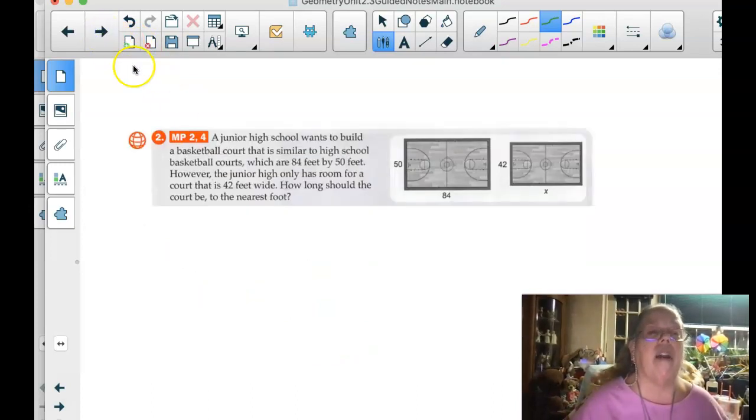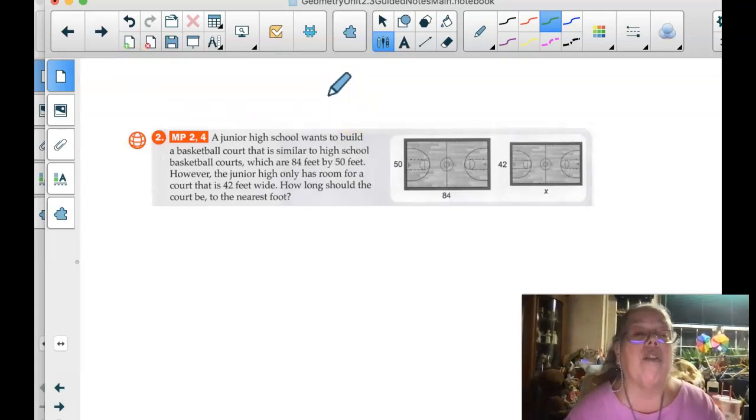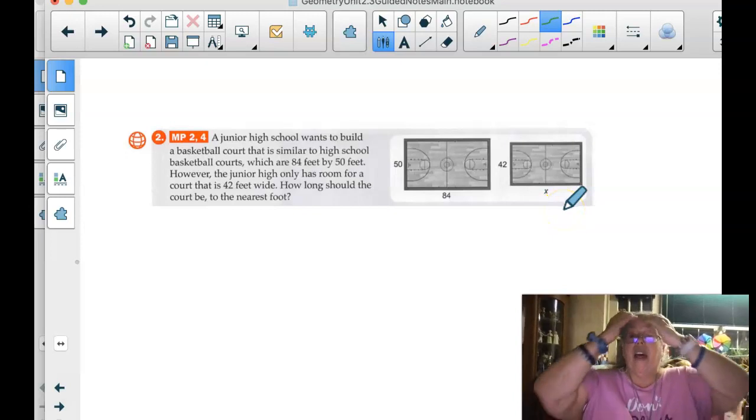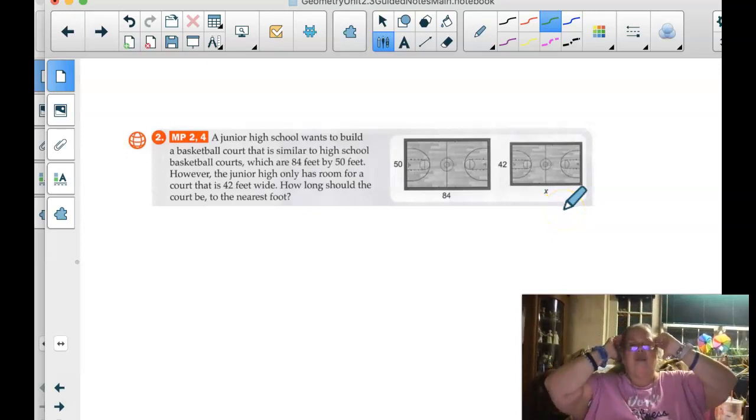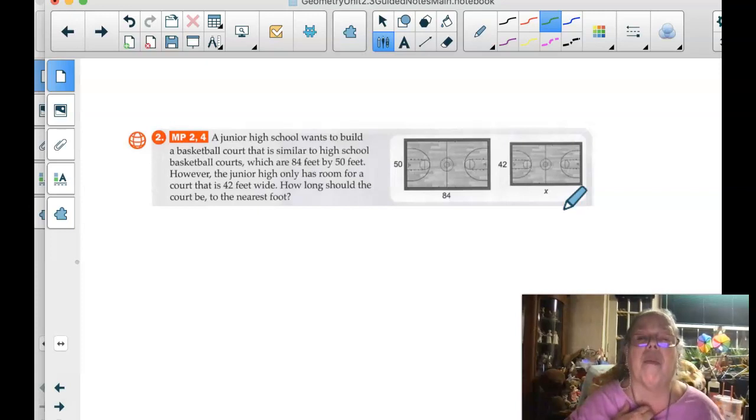Let's try this one. A junior high wants to build a basketball court that is similar to the high school court. The high school courts are 84 by 50. However, the junior high only has room for a court that is 42 feet wide. Wide. So what are we going to compare to the 42? Say the 50. How long should the court be to the nearest foot? They want it to be proportional. And to the nearest foot gives us a hint that there might be a decimal. Kind of hoping not.